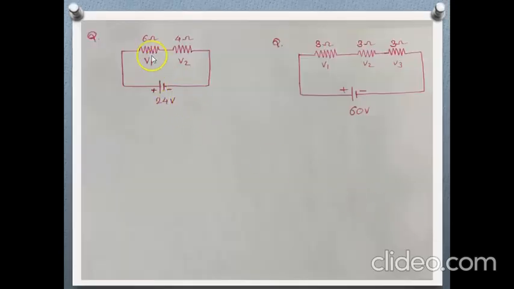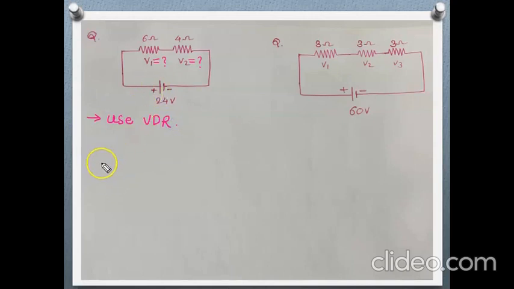The first question is, the circuit is given where 6 ohm and 4 ohm are connected in series with each other across a 24 volt DC supply. Here the question is, what is the value of this V1 and V2? So which technique will we use here? Here we will use VDR, voltage division rule.